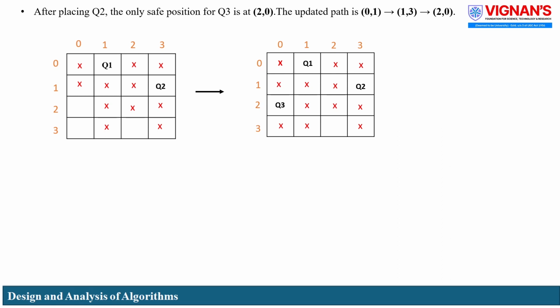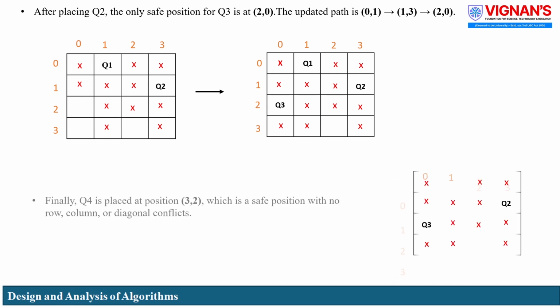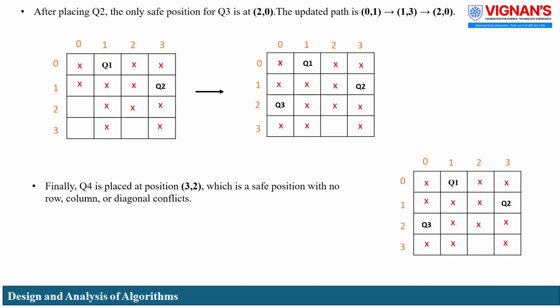Next, we proceed to place Queen Q4 in the last row. Again, we examine each square carefully and identify the position that has no conflicts with Q1, Q2, and Q3. The position 3, 2 satisfies all conditions as it does not share any row, column, or diagonal with the existing queens. With this final placement, all 4 queens are positioned safely, and the 4 queens problem is solved successfully.